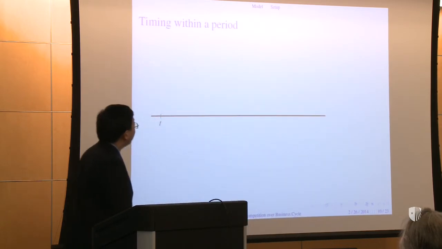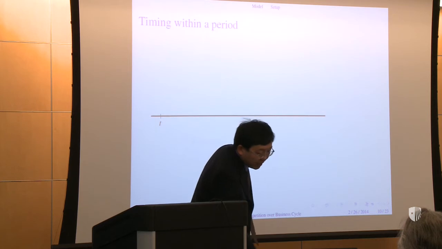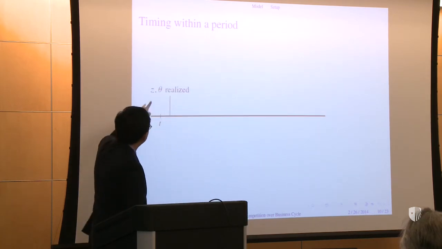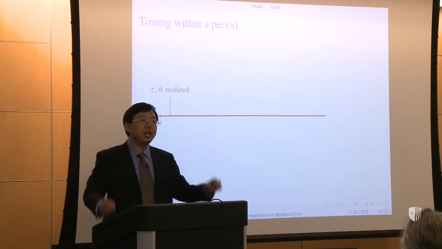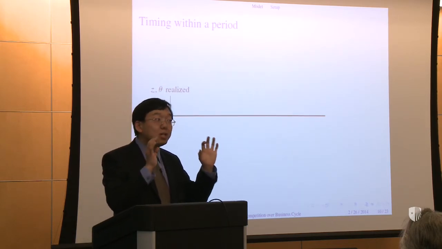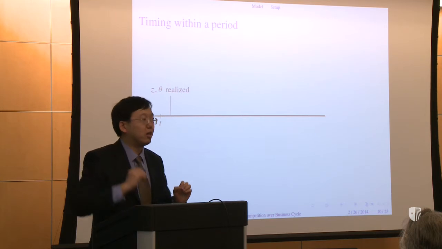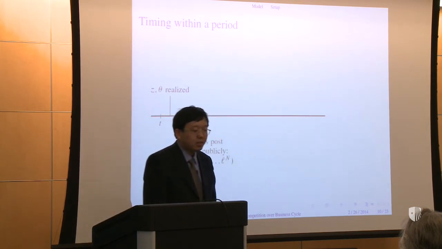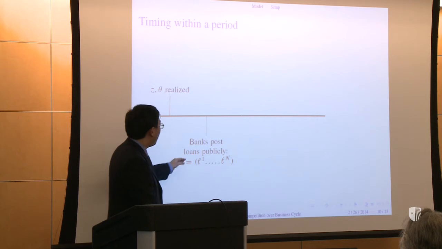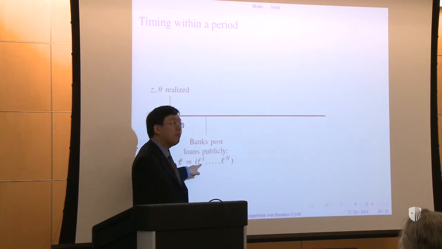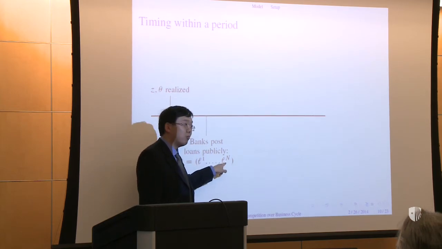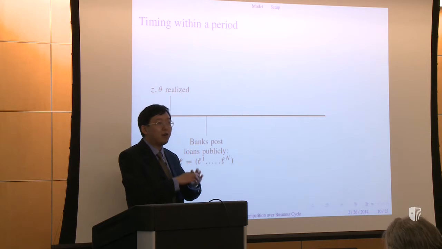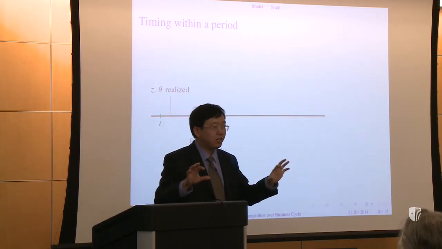So what's the timing of the model? At the beginning of time t, the aggregate credit demand shock realizes. This is followed by the realization of the investment opportunity shocks to each borrower in the economy. Next, banks are going to post loans publicly. That is, bank number 1 is going to post a loan L1, bank number N is going to post the loan Ln. So this is the profile of the loan contracts in the economy.